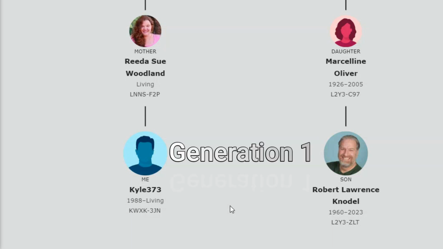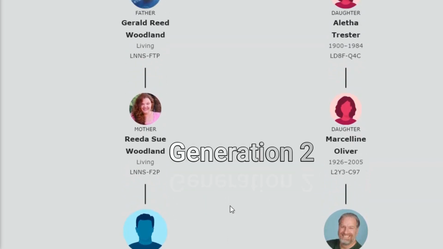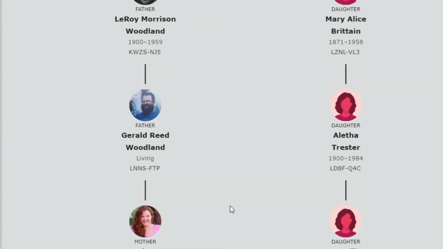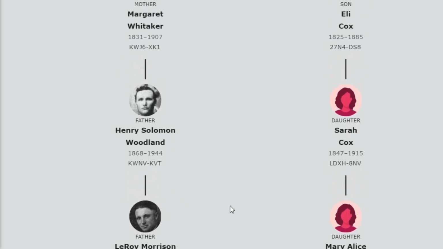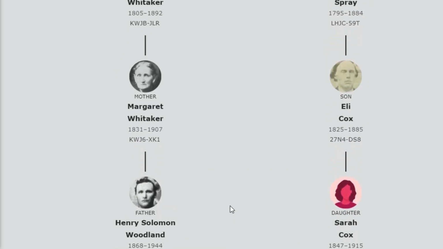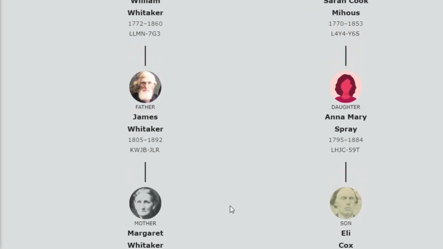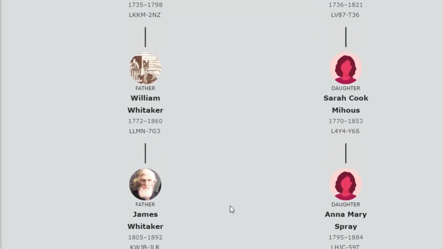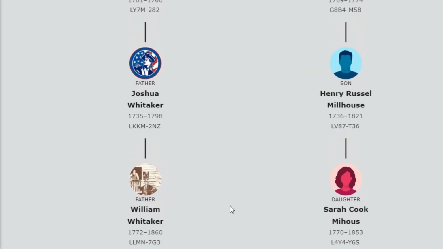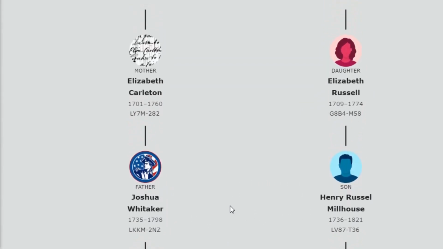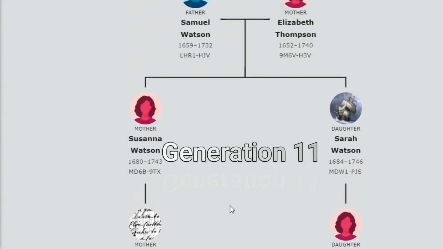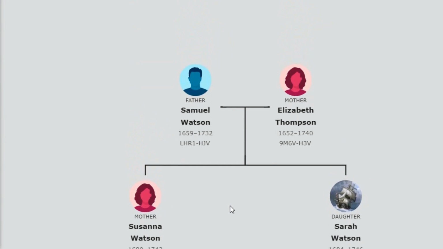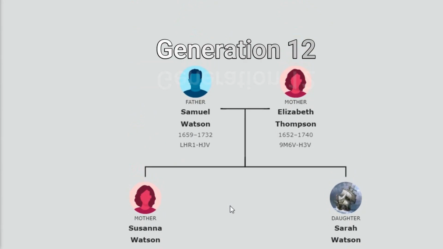Here's me on the left and Bob on the right. Then there's my mom and his mom, my grandpa and his grandma, our great-grandparents, our great-great-grandparents, our great-great-great-grandparents, and you kind of get the picture from here. So our nearest common ancestor can be found 12 generations back. That makes him my 10th cousin.